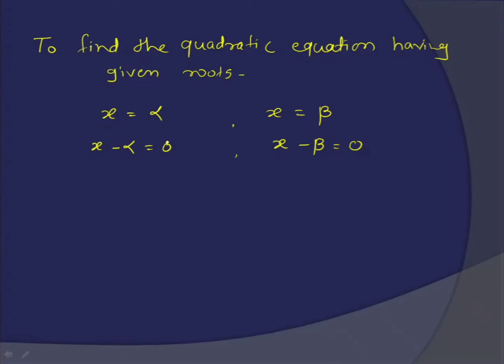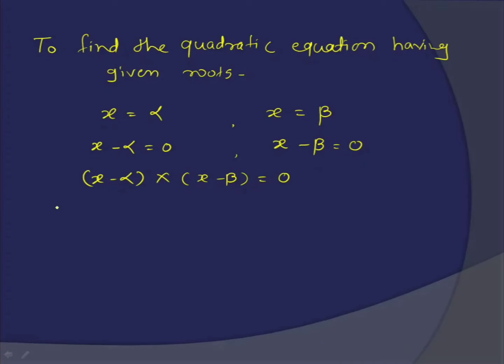In all the cases, if it is so, then we have the expression from this as x minus alpha into x minus beta is equal to 0. So this is the expression we can get by this information, that is x minus alpha is equal to 0 and x minus beta is equal to 0.